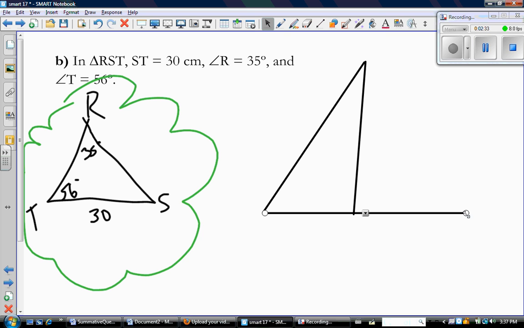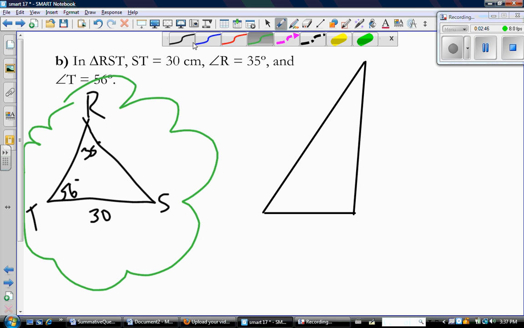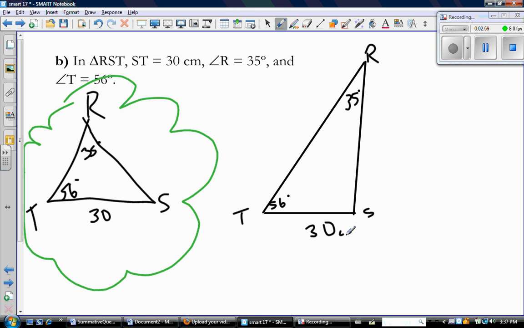I'm going to shorten this side. Whatever length I draw it at, I'm going to call it 30. If I'm calling this 30, then presumably I'm going to have some longer sides here, and we'll see if the numbers work out. So that's my sketch. Now label it. This is R, and that was 35 degrees. This is T, and that's 56 degrees. This is S, and this side is 30 centimeters. So there's my sketch. Now we're supposed to solve the triangle.